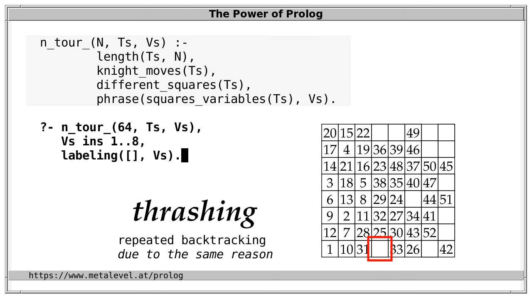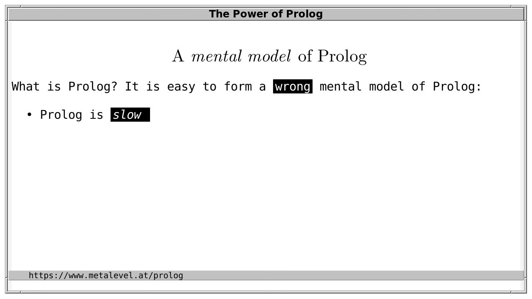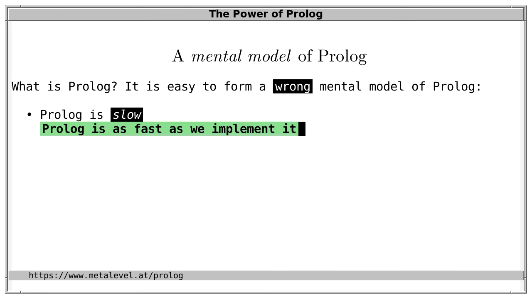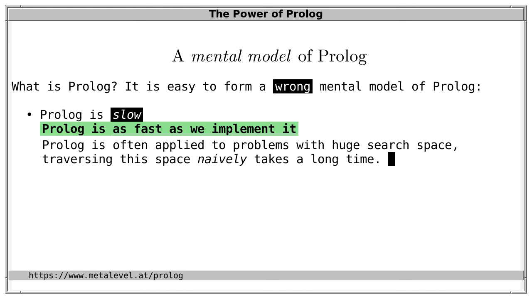For instance, someone may see this thrashing and say, Prolog is terribly slow. Although the truth is that Prolog is as fast as we implement it. And speed is not a property of the language, but of an implementation. And it's true, Prolog is often applied to problems with very large search spaces. And traversing this space naively takes a long time, with every language.